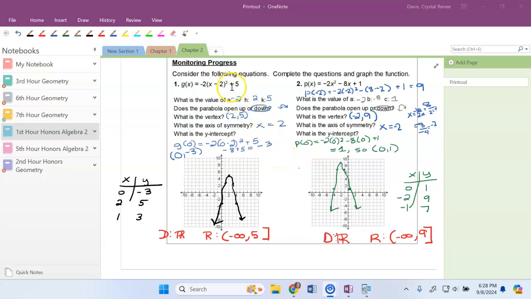So the first one is obviously in vertex form. My A is the number out front, which is -2. My H is my 2, and my K is my 5. Remember, this is supposed to be a minus, which is why my H is a +2.